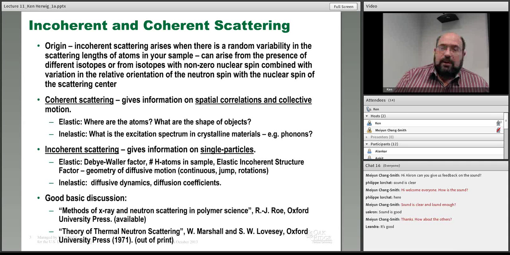One which is still available, it's called The Methods of X-ray and Neutron Scattering in Polymer Science. I think you can still buy this one, and it's probably in most of your libraries. A book that's been out of print for a long time but is a classic in the field is The Theory of Thermal Neutron Scattering by Marshall and Lovesey. If you can find a copy, hold on to it and take a look at it. It's got some very nice discussions about neutron scattering in general and the difference between coherent and incoherent in particular.